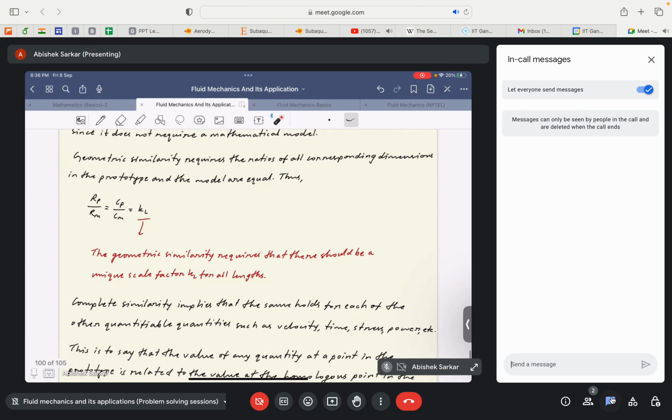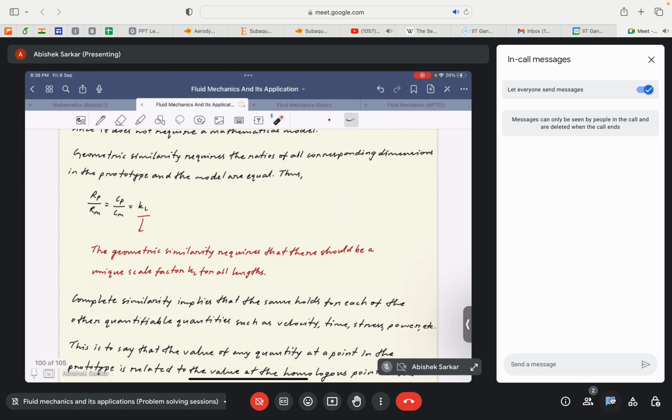So we see here that the geometric similarity requires the ratios of all corresponding dimensions in the prototype and the model to be equal. It basically means that, say if we are dealing with a pipe flow or flow over a cylinder, then the radius of the prototype and the radius of the model should scale by a same factor. They should scale by a constant factor. They may not be exactly equal, but they should be similar.